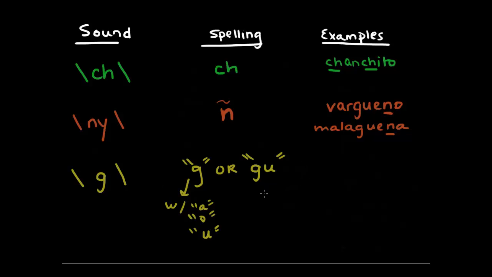GU, however, is going to be used in front of I or E, because you couldn't use just a G because the G would be soft.